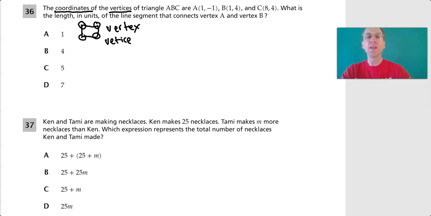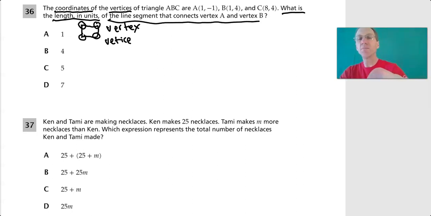Just a corner. So the vertices of a triangle ABC are A is 1, -1, B is 1, 4, C is 8, 4. What is the length in units of the line segment that connects vertex A and vertex B? So we're looking for the length of a line segment. It's way too hard to do like this, so let's just graph it.